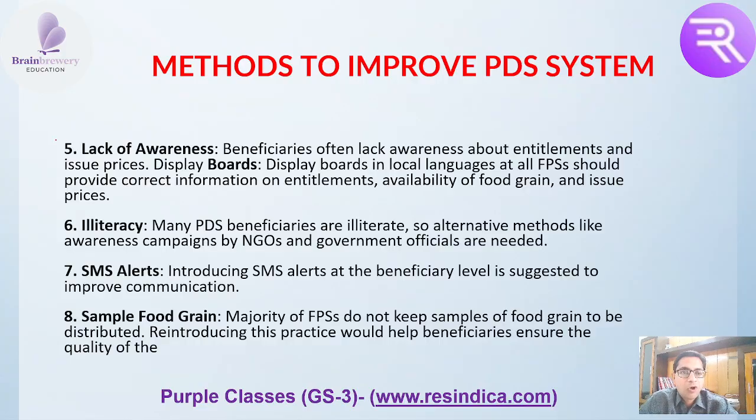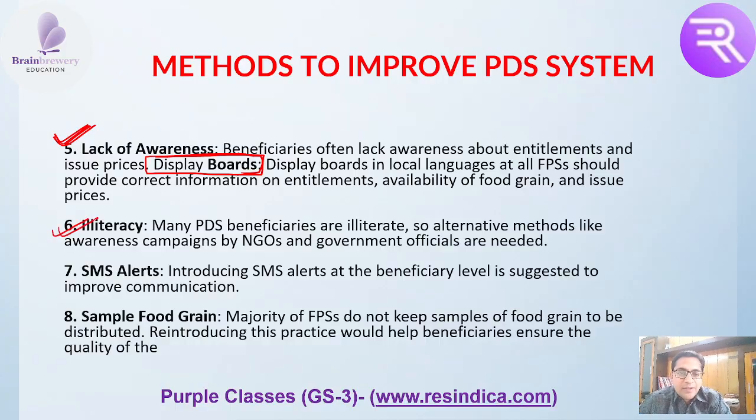We know that there is a lot of lack of awareness among the people of poor strata and those who are illiterate, who cannot know what is happening in the fair price shop. Anybody says something to them, they simply accept that. So there is a need to put a display board outside which informs each and everything in local languages: correct information, what is your entitlement, when you are going to get it, next week or next month, and how much you are going to get. Issue prices, prices of the goods, everything should be on the display board.